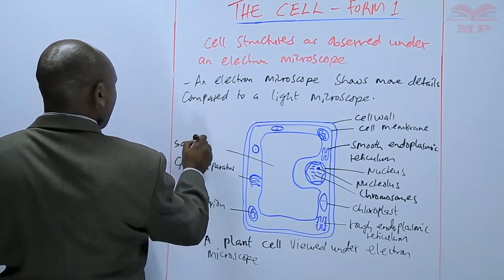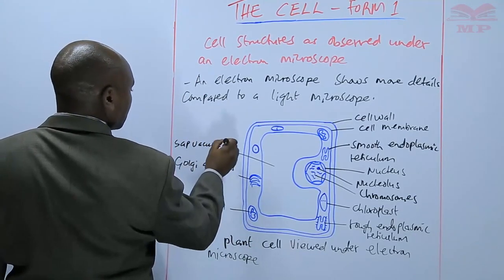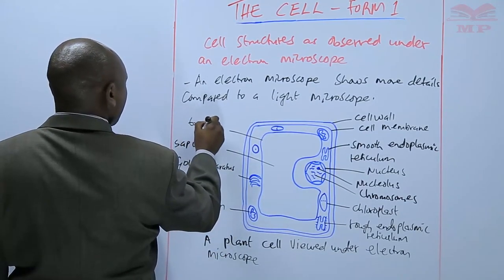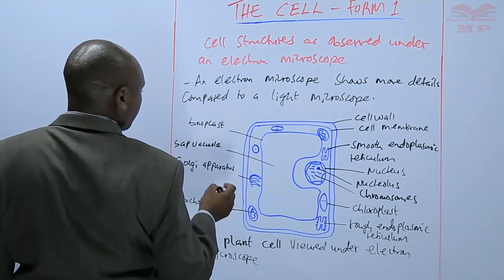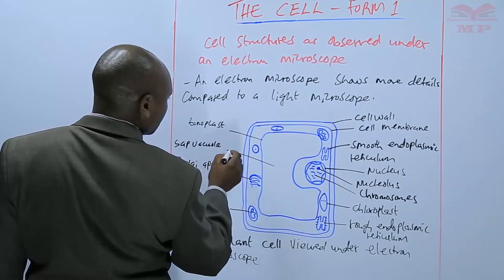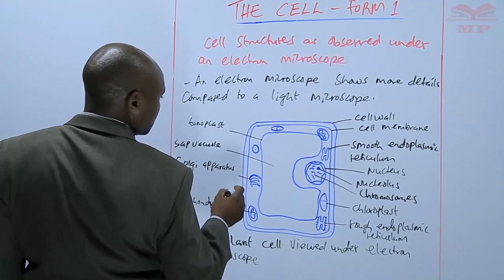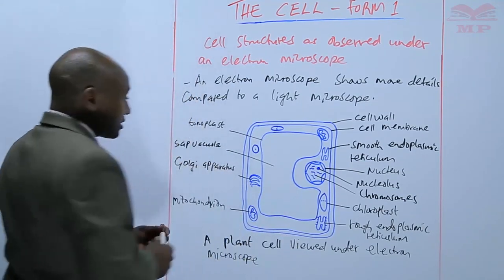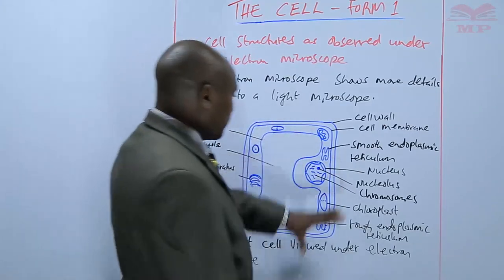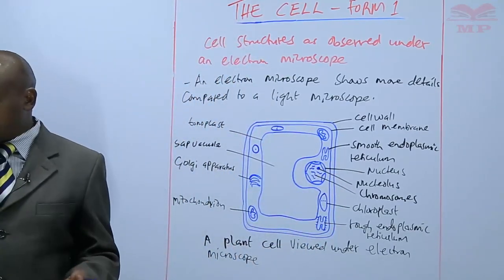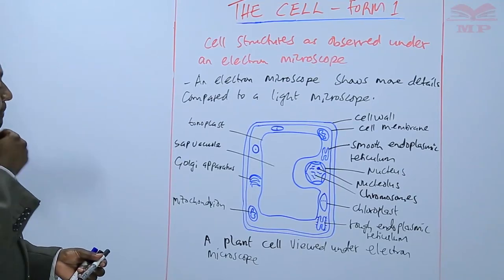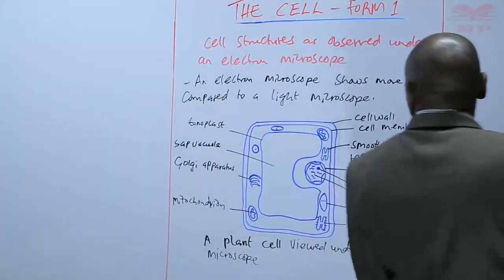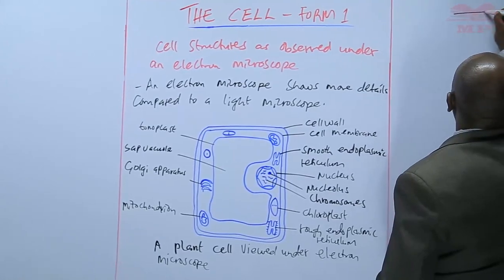The sap vacuole is still visible. Tonoplast. So and so on and so forth. So basically, we can view that there are so many structures that are observed under an electron microscope. We'll also have a diagram showing an animal cell, showing more details.